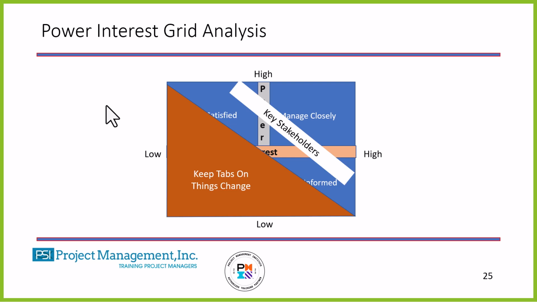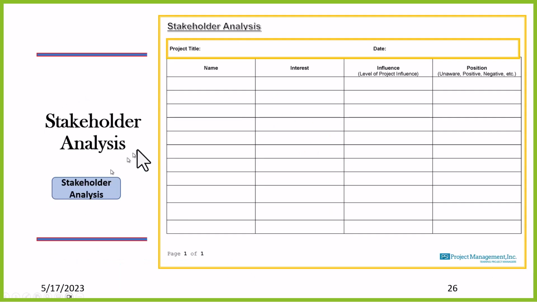So we need to keep tabs on those people as well to make sure that there's nothing taking place that we should be aware of and that would change our mind with regards to what grid they fall in. And that's called the power interest grid. This is the stakeholder analysis form here. So let's look at an actual form.